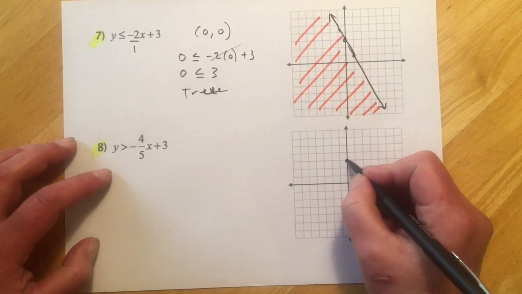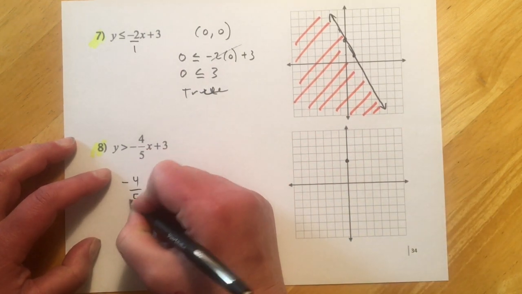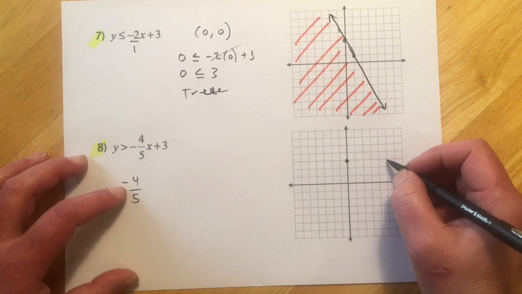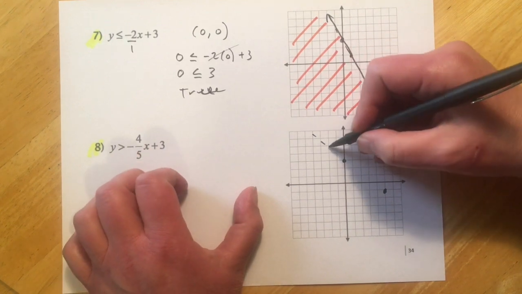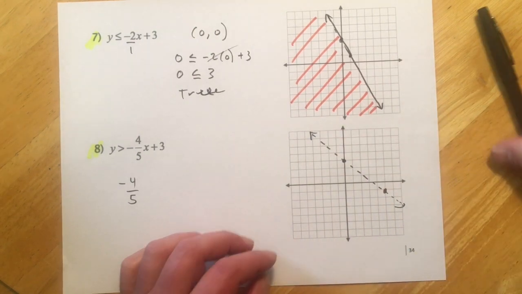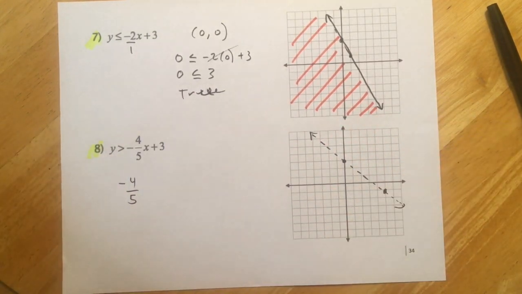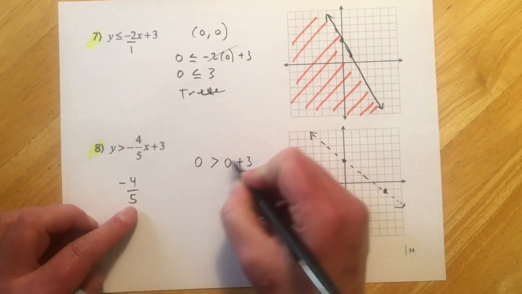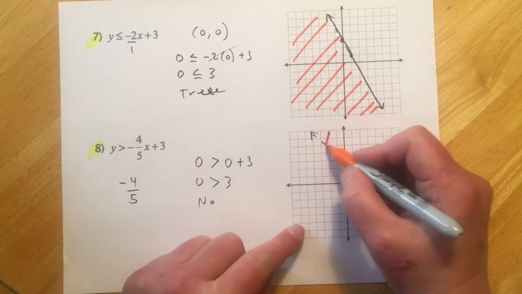This one we got a 3, and then we're going to go -4/5. I always think of that negative as going in the numerator, just because I like my 5 to go to the right, and then it says we would go down 4 from there. And then this one will be dashed. There's no equals. And then where the y's greater than this line would be above. But again, if I put in the zeros, 0 would be greater than 0 plus 3. 0 greater than 3, no. So shading above the line.